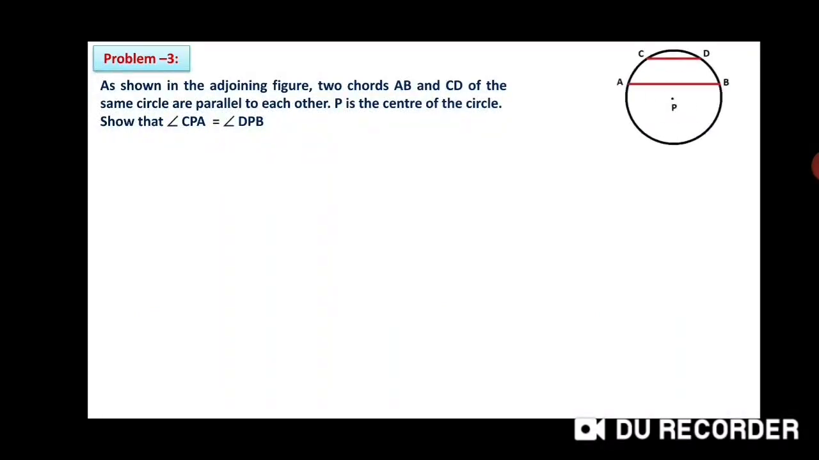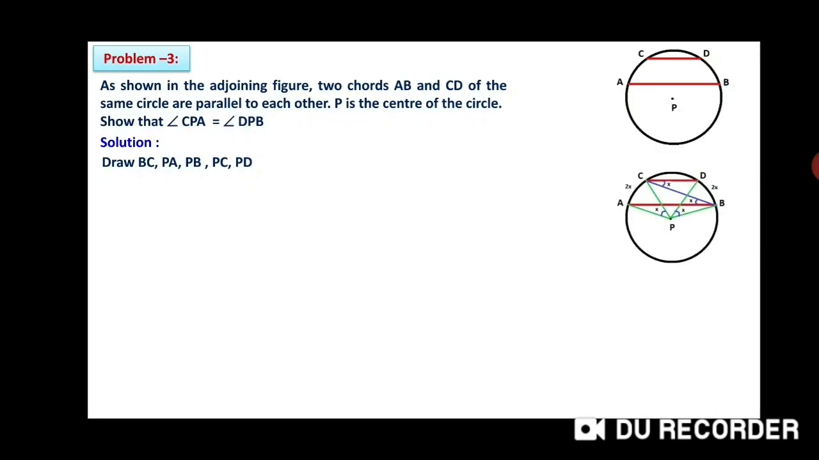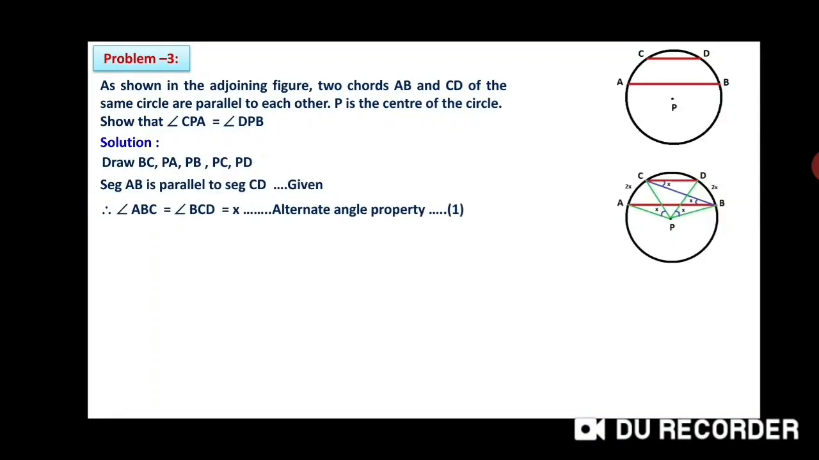As shown in the adjoining figure, two chords AB and CD of the same circle are parallel to each other. P is the center of the circle. Show that angle CPA and angle DPB are equal. We start. Draw the segments BC, PA, PB, PC and PD as shown in the figure. Segment AB is parallel to segment CD. It is given. Therefore, angle ABC is equal to angle BCD is equal to X. That is the alternate angle property shown in the figure.